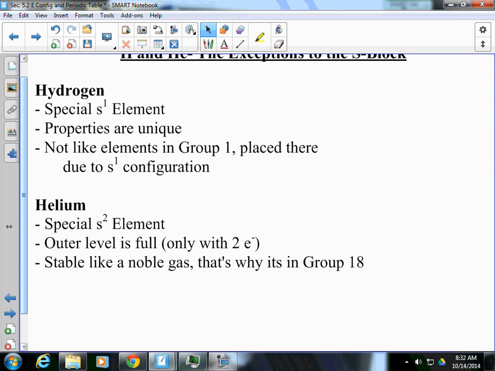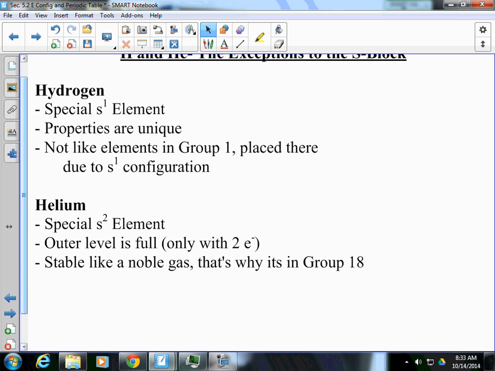It has one proton. It has no neutrons. It has 1 proton and 1 electron. Hydrogen's unique. It's not like the group 1 elements, but it's placed there because it has that s1 configuration. So hydrogen is there because it does have 1 electron in its outer shell, and it reacts very similarly to the rest of them that have 1 electron in their outer shell. Hydrogen is flammable. Right? It is an odorless gas, and it exists all the time. It's in the air in small amounts.